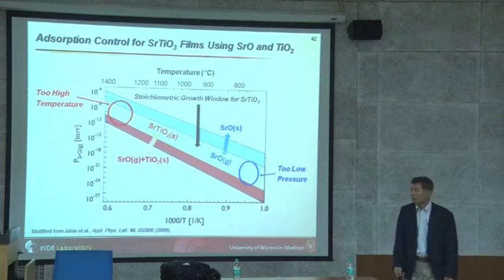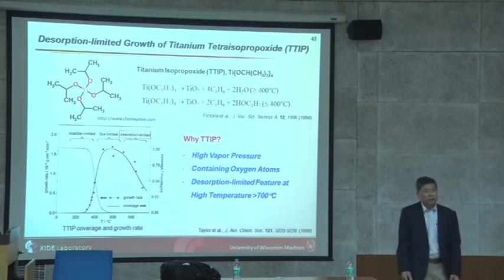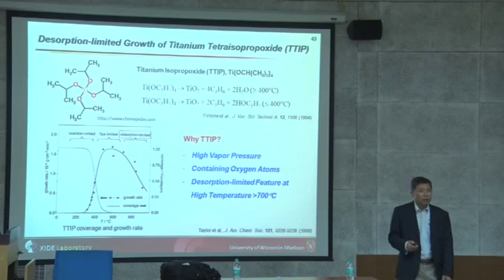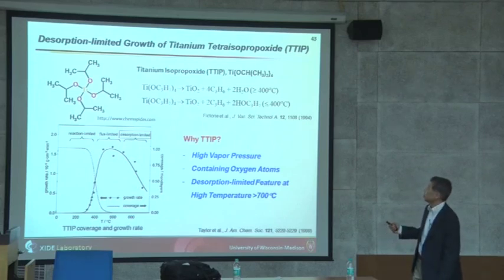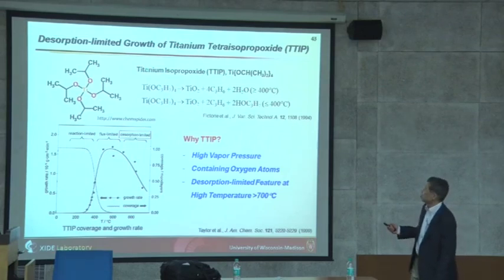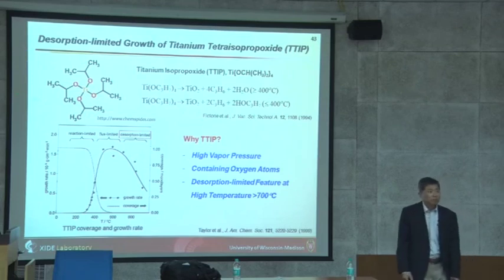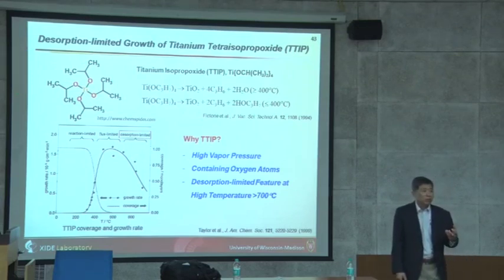What is the approach then? Then you have to find a volatile species that is not an elemental source, something different. This is an organic source. This one was actually developed by the Santa Barbara group, Susan Stemmer's group. They used what they call TTIP, titanium isopropoxide. You have a structure that looks like this, where titanium is attached to oxygen and another organic group around here. This one is a liquid at room temperature, but when you heat it up to around 100 degrees Celsius, then it becomes gas phase.